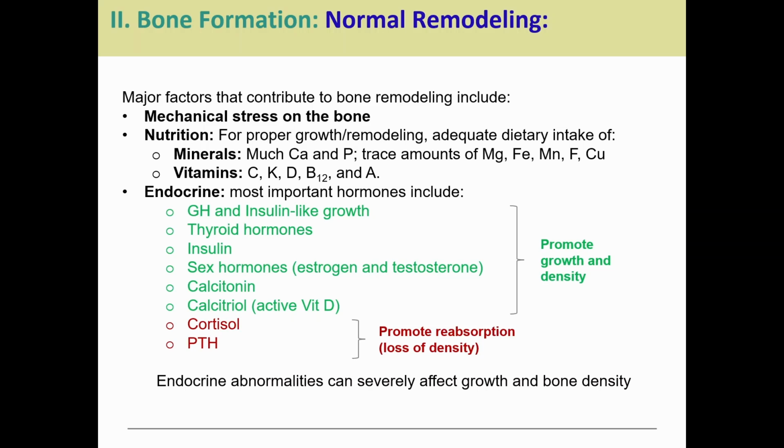And then we have adequate hormonal instructions as well. So things like growth hormone and insulin-like growth hormone, thyroid hormones, insulin, our sex hormones influence this. Calcitonin influences this. Calcitriol is going to influence this. And all the ones you see here in green, right, are going to help promote growth and density, whereas cortisol and parathyroid hormone will promote a reabsorption, which means a loss of density. If we have certain endocrine abnormalities, this can affect our bone growth and density.